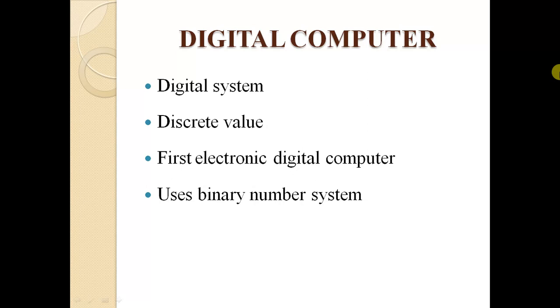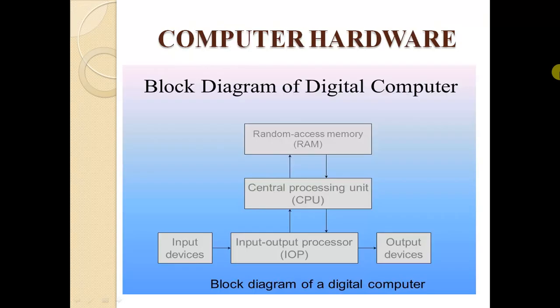The first electronic digital computers, developed in the late 1940s, were used primarily for numerical computation. Digital computers use the binary number system, which has two digits, 0 and 1. A binary digit is called a bit.